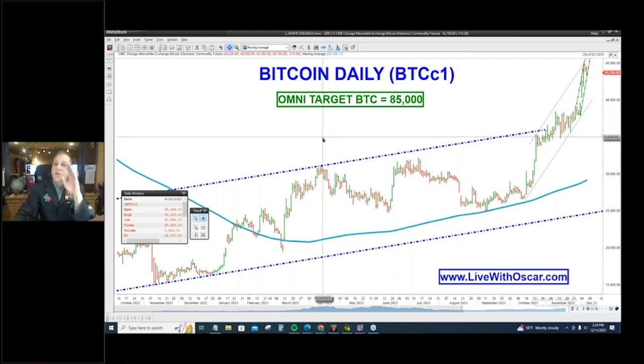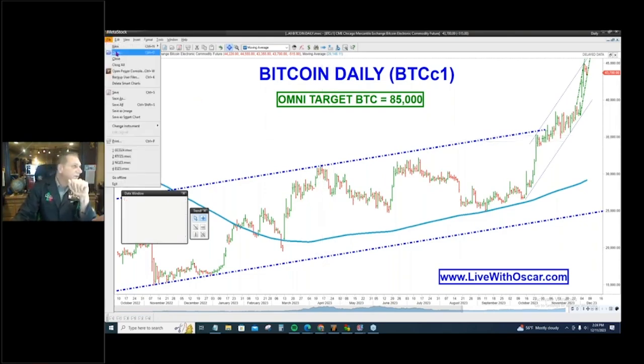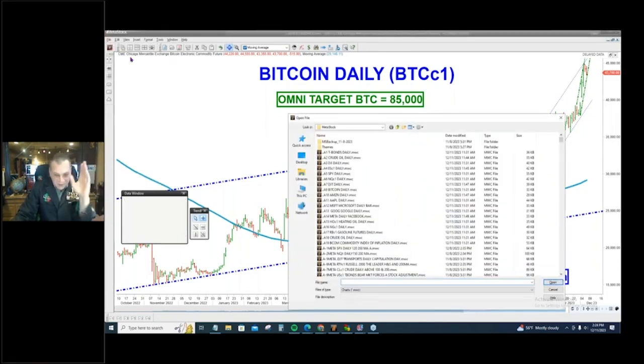We should get there. Nothing goes straight up. And, you know, let's start looking at a few other things here. I'm going to be quick. I'm going to give you guys time for questions. So I'm not going to spend a lot of time on these charts, but I am going to prove to you where we're going and why.